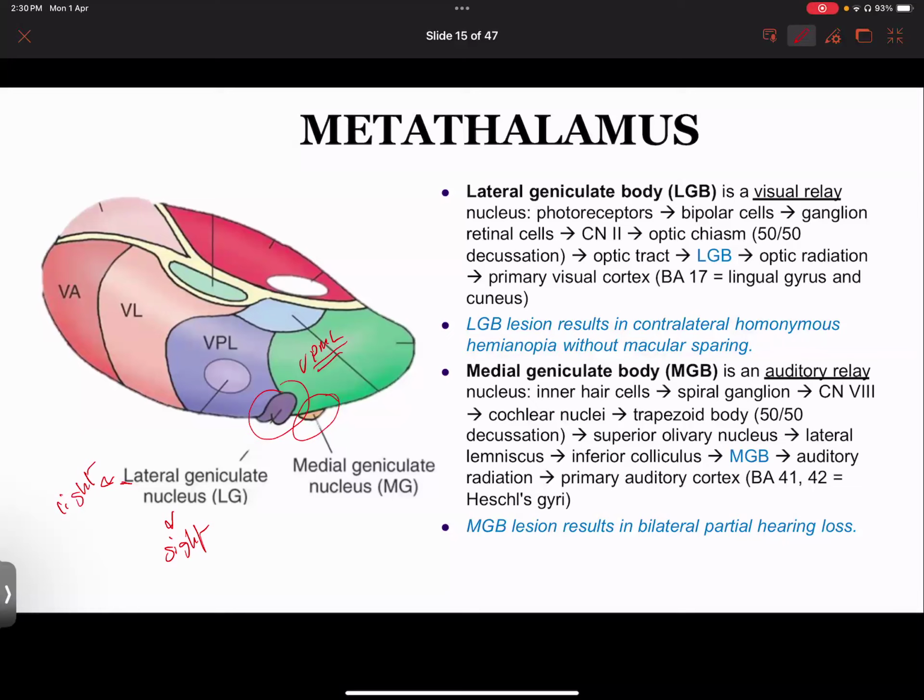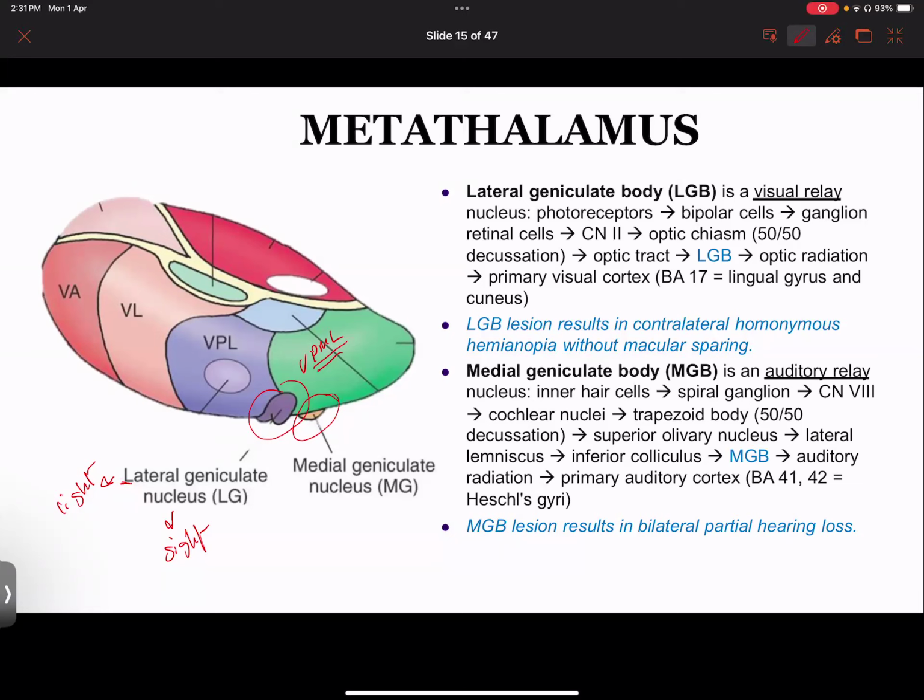Now what happens is it's usually a visual relay, specifically this body, and literally anything that has to do with the eyes is going to relay in the lateral geniculate body. Like you can see there, we have photoreceptors, bipolar cells, ganglion cells. All of these are going to go into the optic tract. The optic tract is going to relay in the lateral geniculate nuclei, which integrates the information, and then it goes into the optic radiation and sends it to the primary visual cortex.